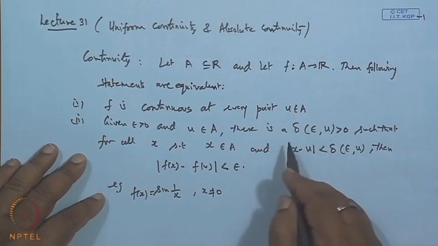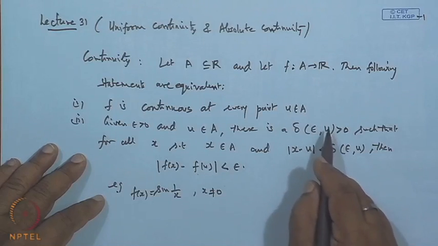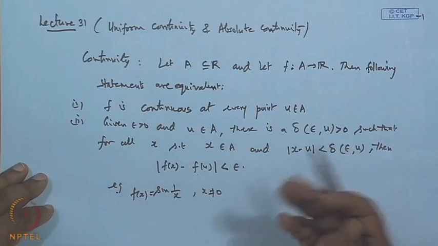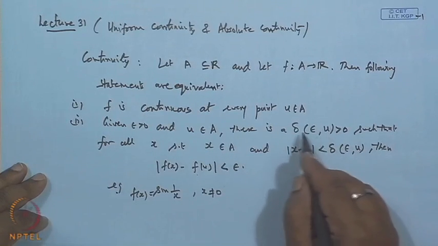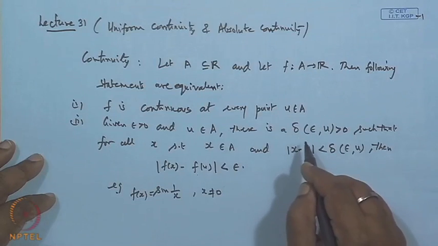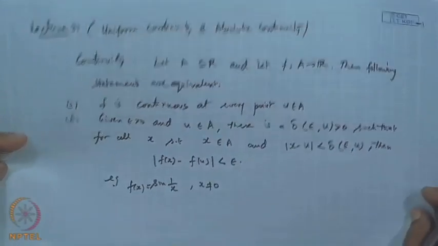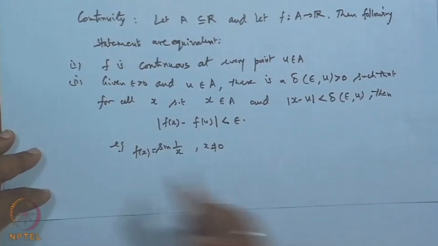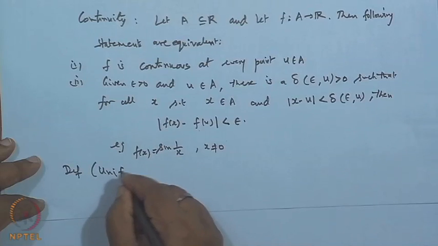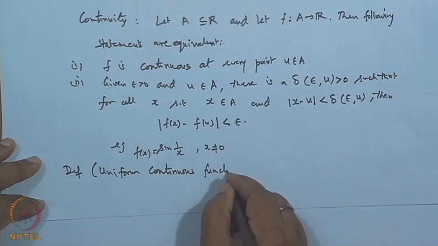Or we can say that we are interested in a delta which is independent of u, and that leads to the concept of uniform continuity. The function is continuous pointwise here, but pointwise means delta will depend on u. So, we wanted a definition in which delta is independent of u, and that leads to the definition or concept of uniform continuity. So, let us see the definition of uniformly continuous function.